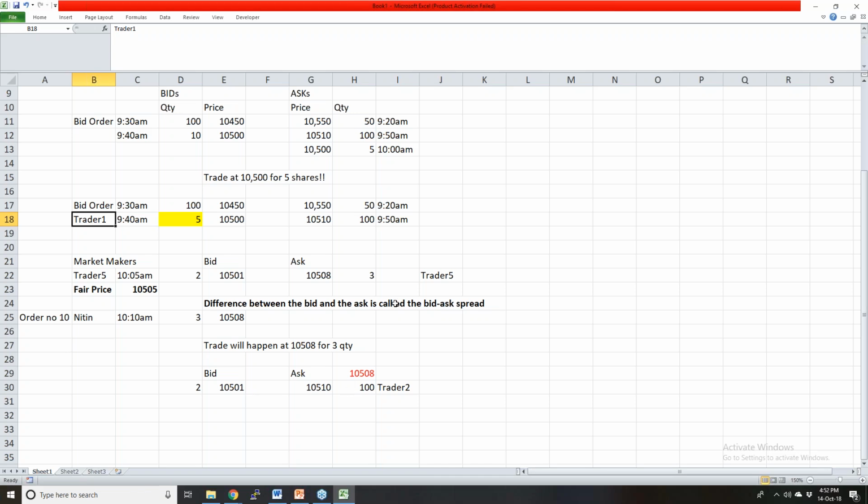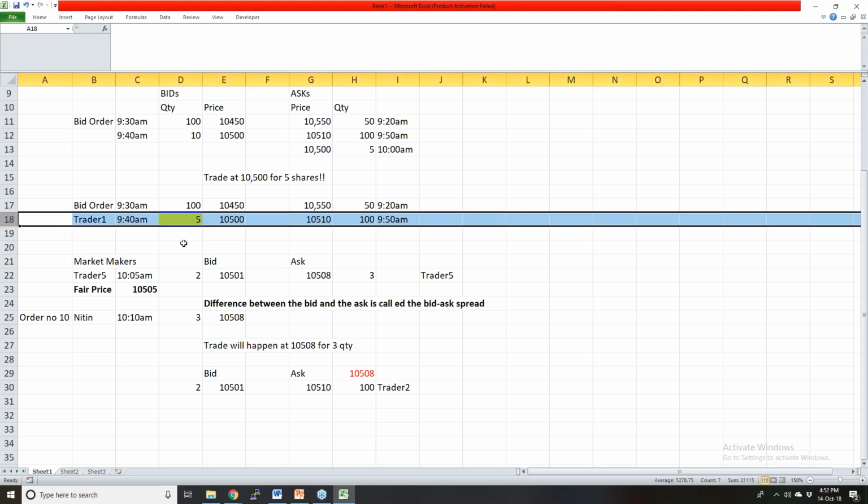Yes, any trade would reduce the liquidity. Rishabh, what did you not understand in the trade for trader one? So I guess this was the trade for trader one. What did you not understand in that?